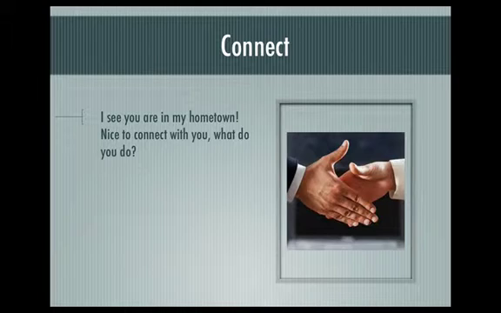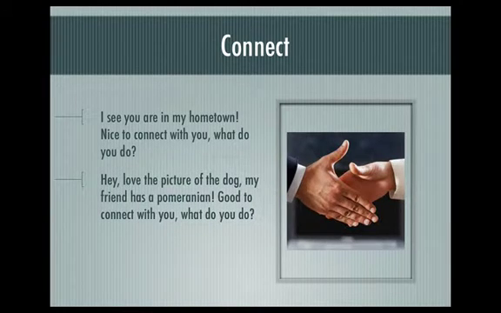Here are some examples of how you can connect with a person. Like, hey, I see you're in my hometown. Nice to connect with you. What do you do? Or, hey, what's going on? I love that picture of that dog. My friend has a Pomeranian. Hey, it's good to connect with you. What do you do? After studying their page, you'll see that you have some common interests, and you can just send this first message right there. You're just trying to make a connection. You're not going into the pitch. You're making a connection with another human being.